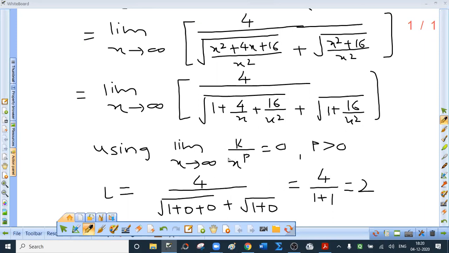Now we have to use this limit: limit x tends to infinity of k upon x raised to p is 0, where p is greater than 0. So this is 4 upon [root of (1 plus 0 plus 0) plus root of (1 plus 0)]. That is 4 upon 2, which is 2. So 2 is the final answer.